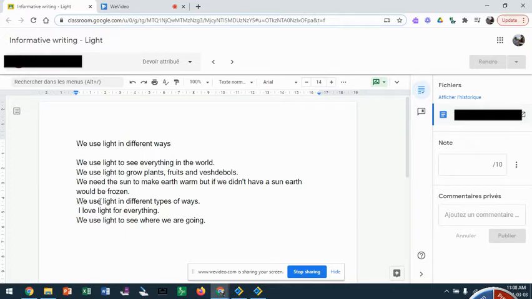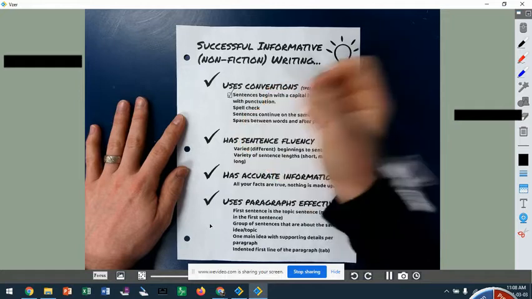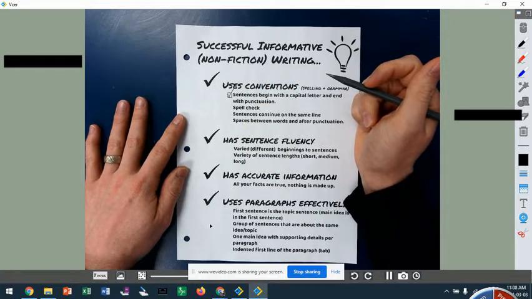Next sentence, I see a capital, I see a period, I see a capital and a period, and I see a capital and a period. So I'm almost there with this first criteria. Adding one little period will meet the criteria, and I'll be able to check that box. So imagine that I did add that period. Only then will I check the box.